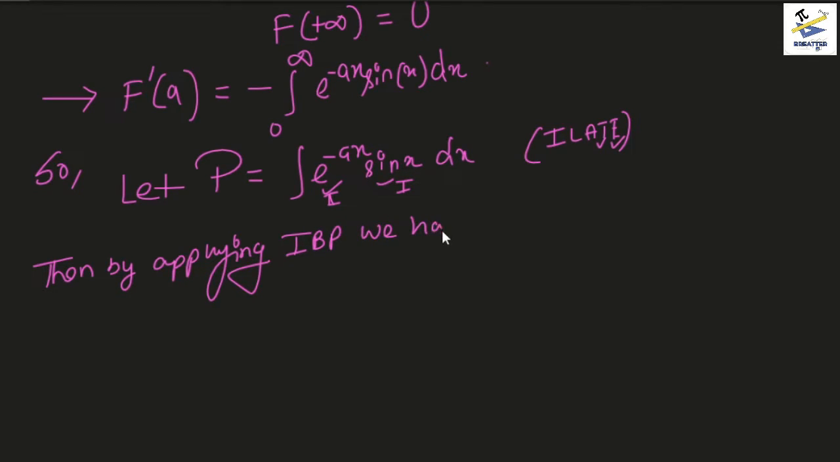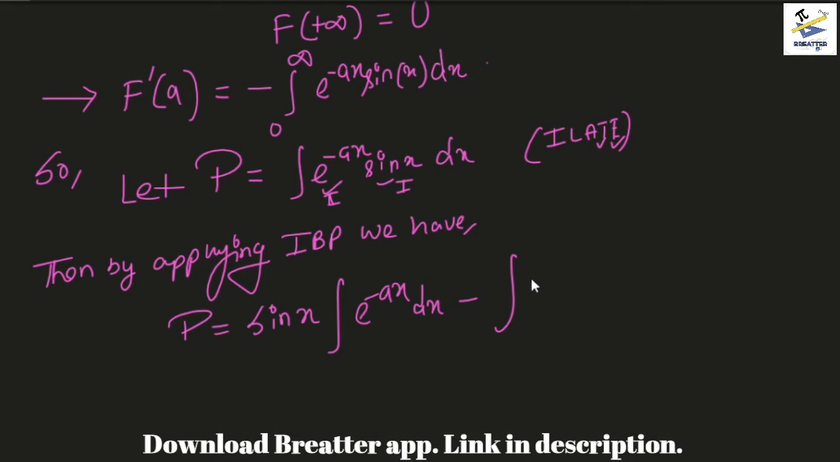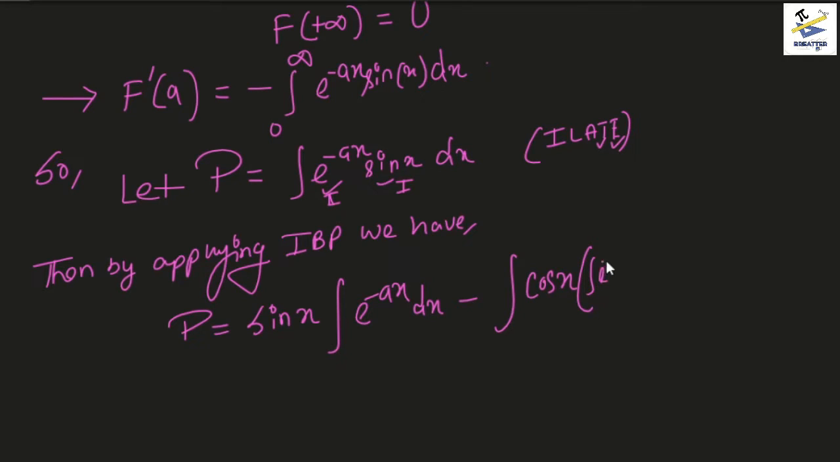IBP we have, so first function, this sin x, integral of e to the power minus ax dx minus, so first function should be differentiated as cos of x, because the derivative of sin x is cos x, and integral of e to the power minus ax dx, and then we again have a dx.